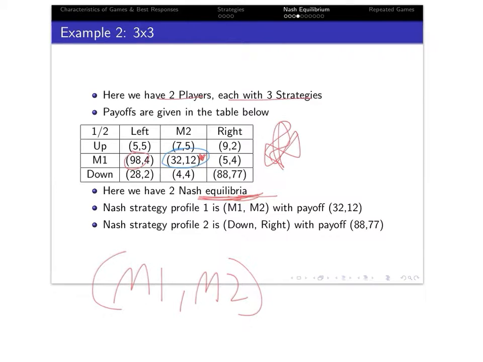Okay, and then if we lock in right, you can see that player 1's going to drift down to here, and then if you lock in down, player 2 can get 2, 4, or 77, so clearly this is another Nash.